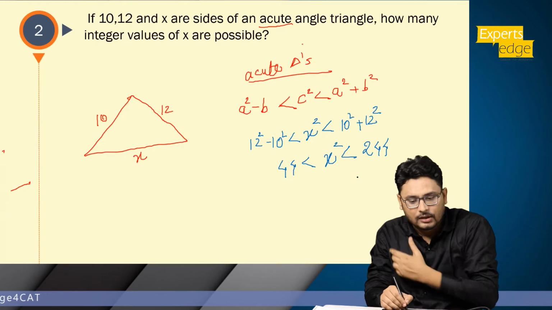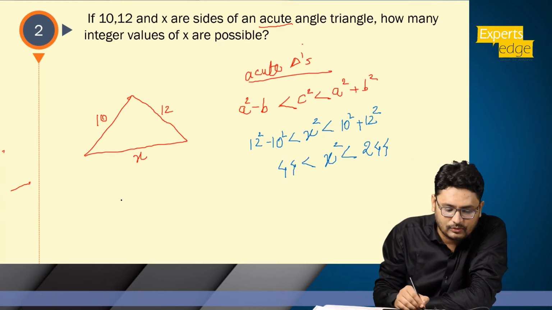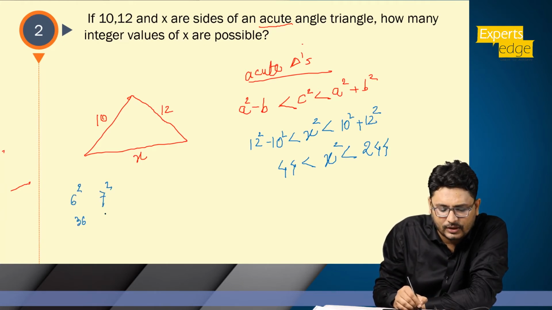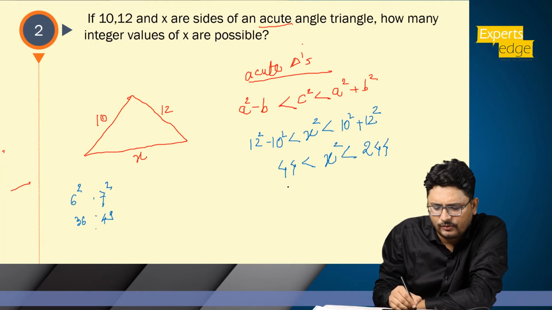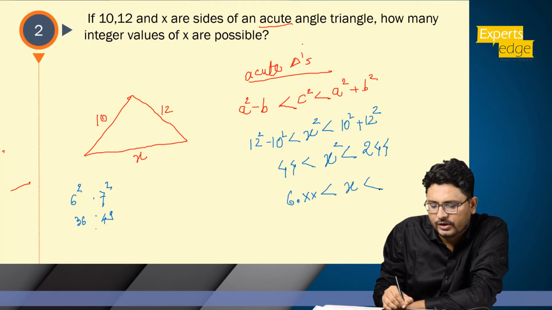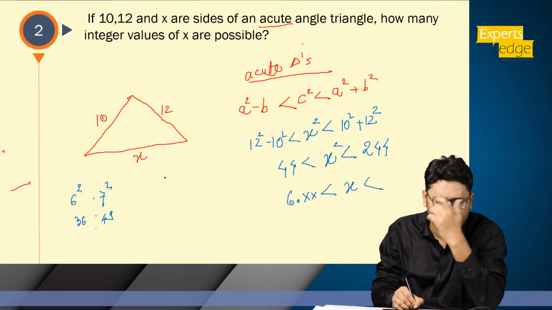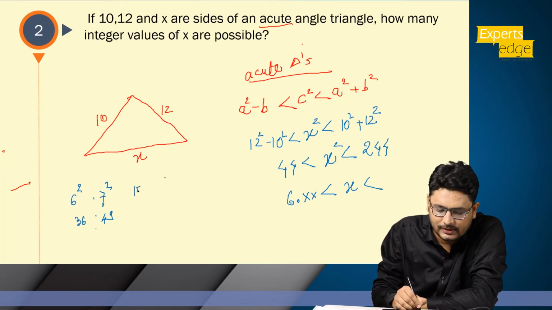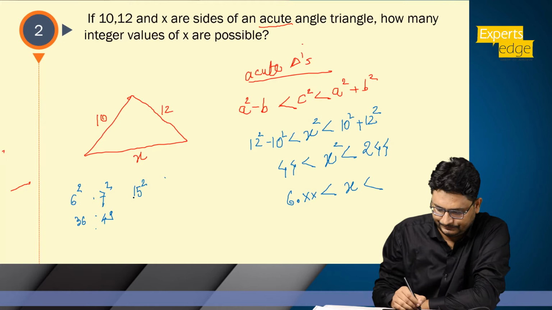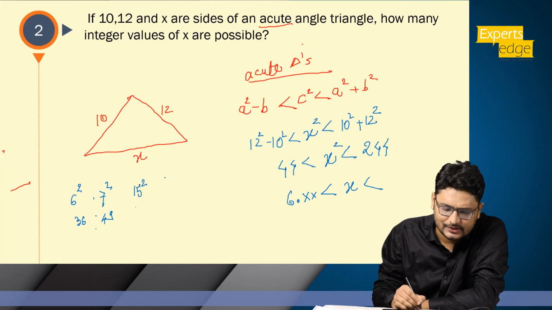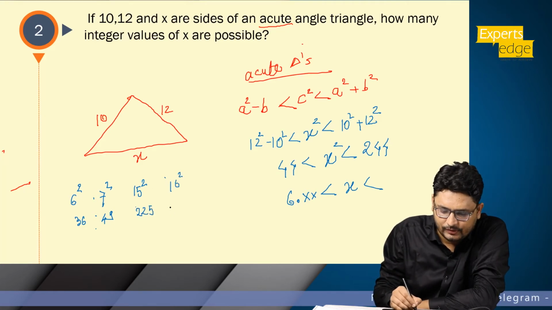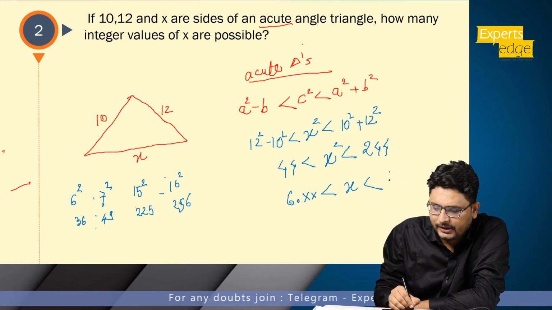Now think, 44 comes between which 2 squares? So 44 will be between 6 square is 36 and 7 square is 49. So it would be somewhere between. So 44 should be 6 point something, right? So that should be x, and 244 lies between which 2 range? 15 square you must be knowing is 225, 16 square is 256. So it lies between 15 and 16, right? So it would be something 15.xx.